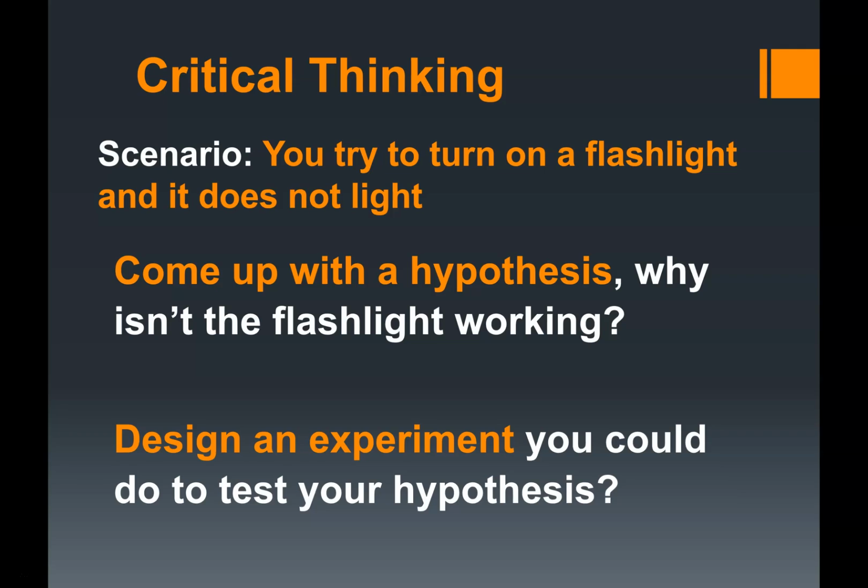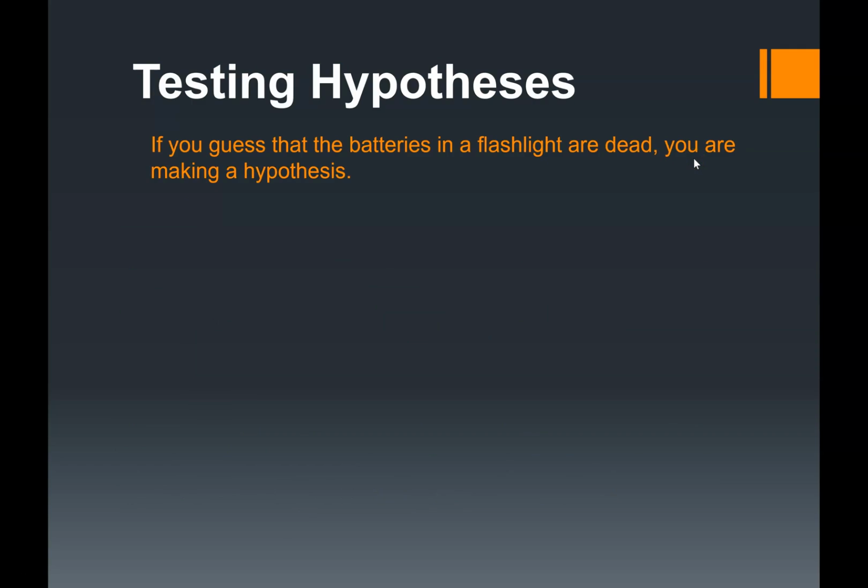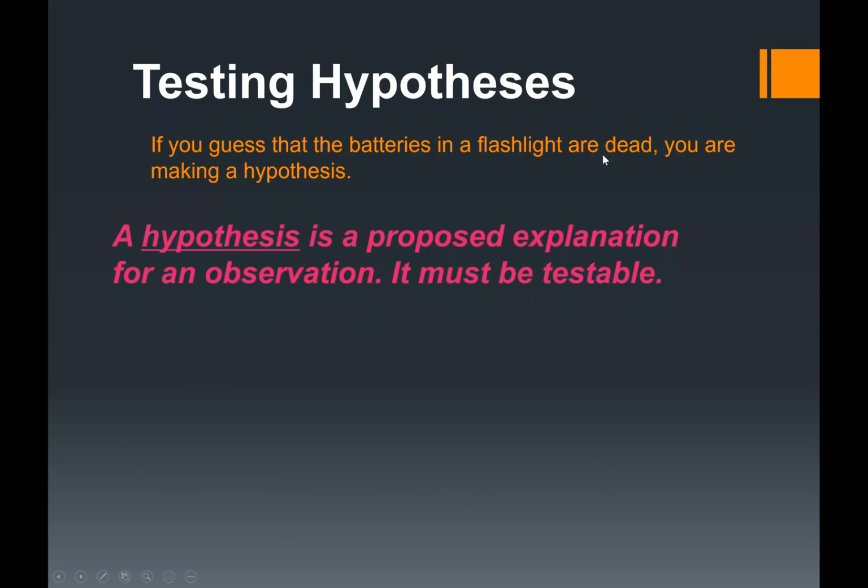Based on your observations, come up with a hypothesis. Why isn't the flashlight working? Then design an experiment that you can do to actually test your hypothesis. Let's say you guess that the batteries in the flashlight are dead. That's your hypothesis. A hypothesis is a proposed explanation for an observation. The observation is that your flashlight's not working. Your explanation is that the batteries must be dead. In order for something to be a hypothesis rather than an inference, it must be testable.